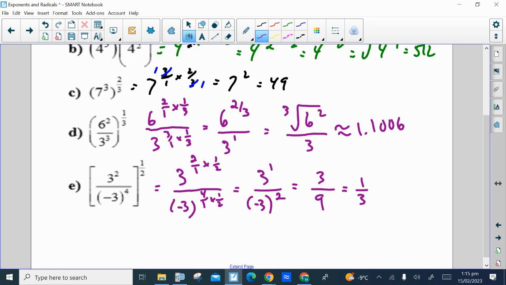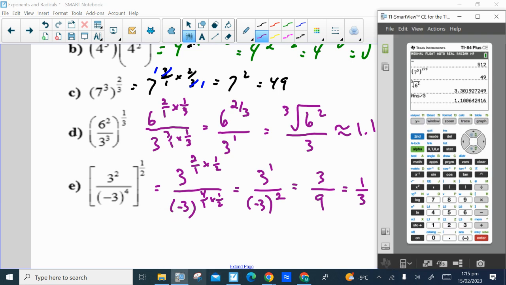And you could put that original expression in your calculator. You would get 0.3 repeating, which is what 1/3 is. So I'm going to have to use a couple different parts of brackets here. I've got 3 squared on top divided by, I'm going to have to go negative 3 to the power 4, and I put the negative 3 in brackets. Close that bracket. And now everything is raised to the power 1 over 2. And we should get 0.3 repeating because that's what 1/3 is as a decimal. And we do. So it checks.